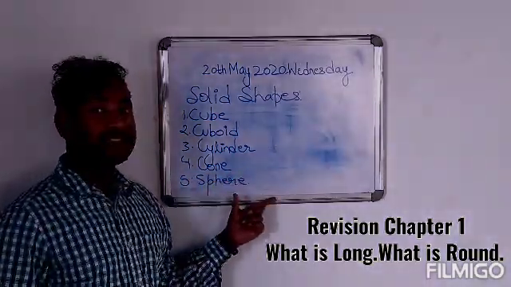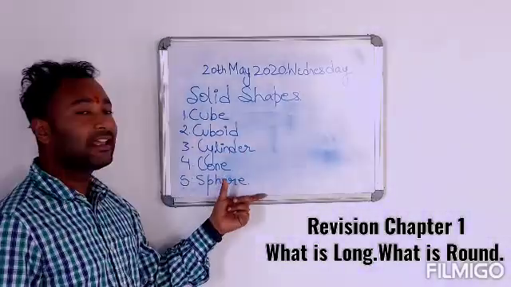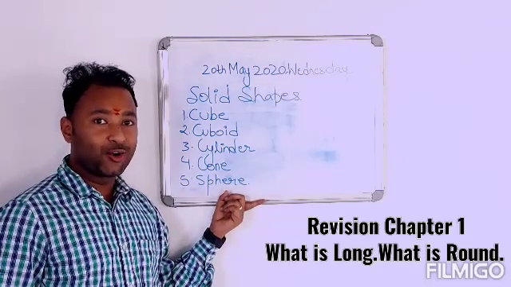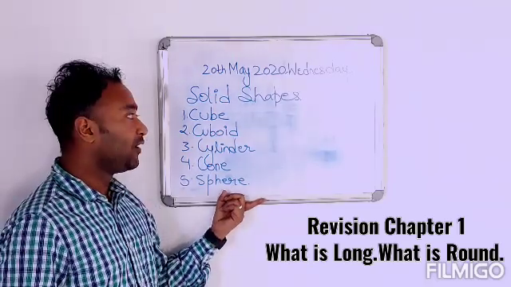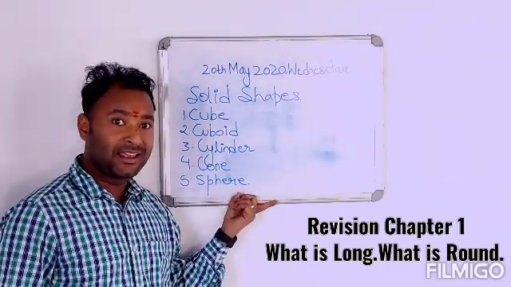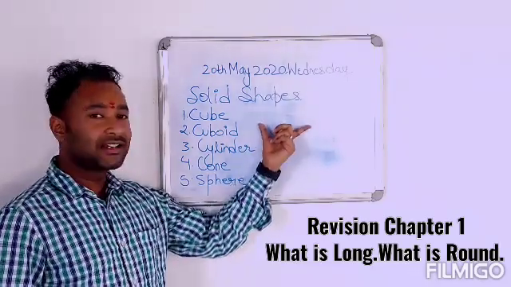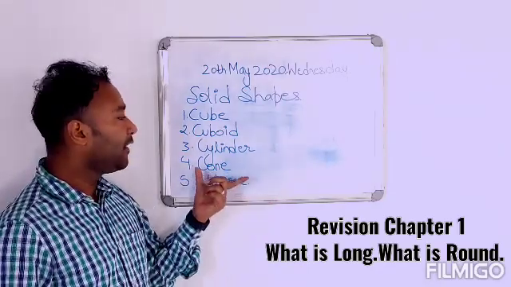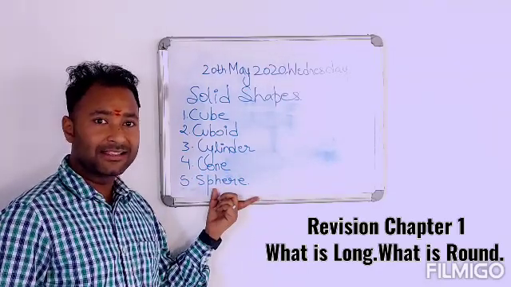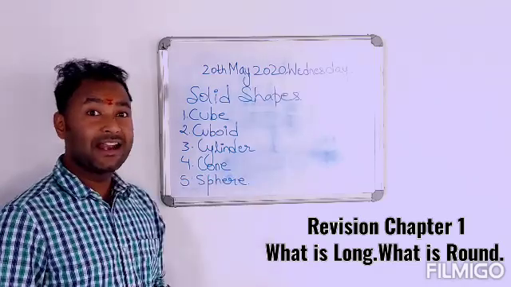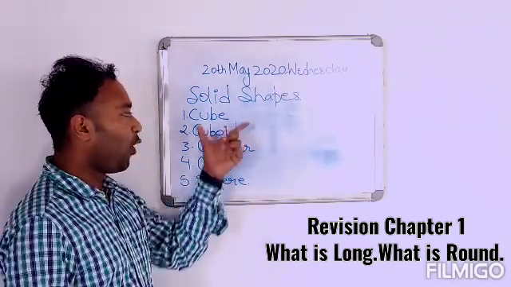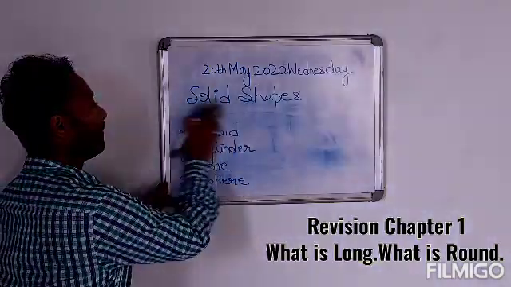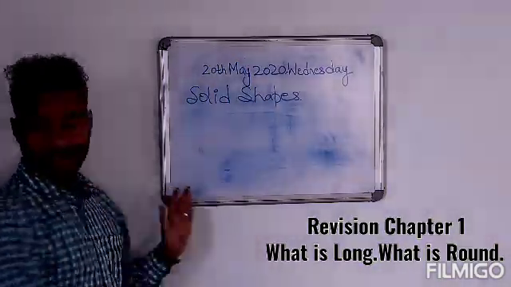Now, can you please tell me, after seeing these shapes, which can slide and which can roll? Very good. And can you also tell me which shapes have flat surfaces and which shape has a curved surface? Very good. So now let's have a quick revision of all these shapes. First is cube.